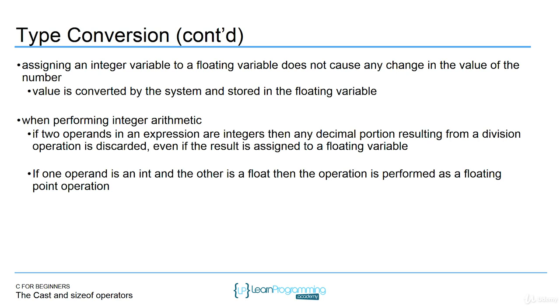So if two numbers are ints and they're doing division, you're not going to get a floating point number. You're not going to get a decimal number. Now, if one operand is an int and the other is a float, then the operation is going to be performed as a floating point operation.